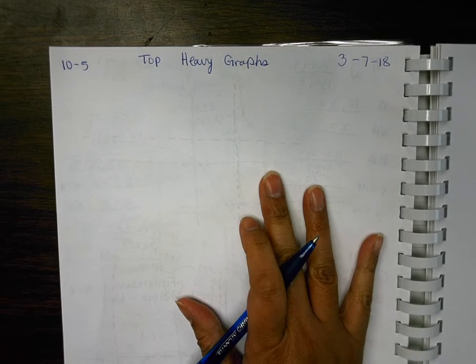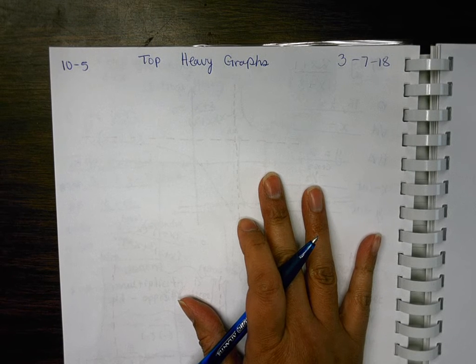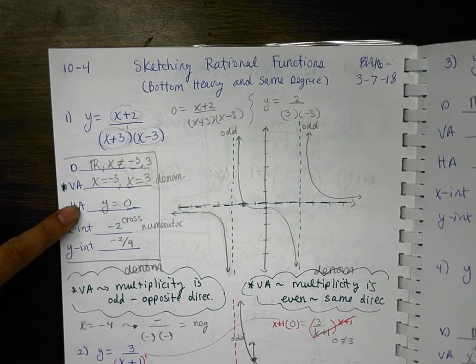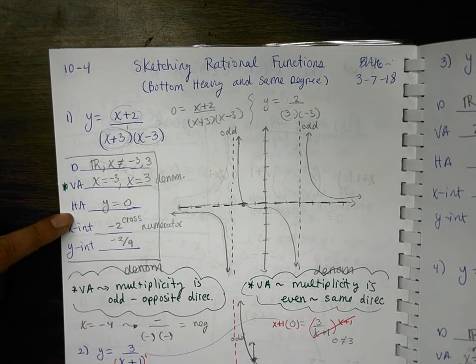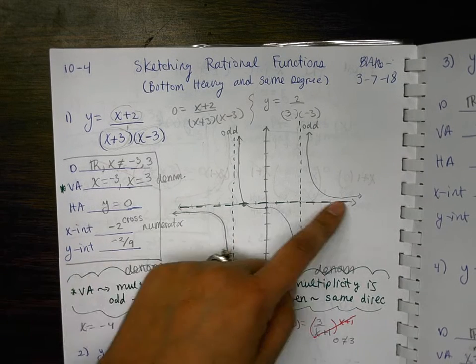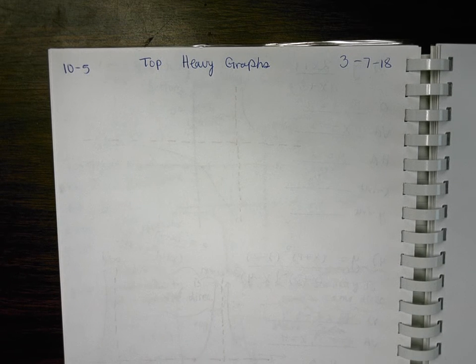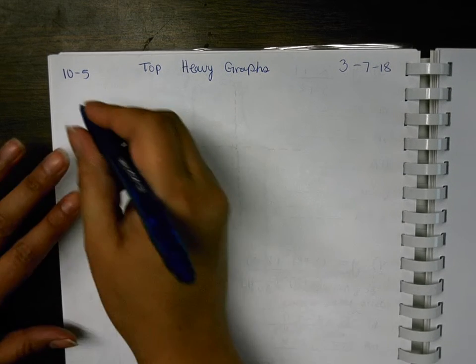Okay, top-heavy graphs. Top-heavy graphs are nice as well because you don't have to do the test values. Just a quick reminder, when's the only time you have to do the test values? When your horizontal is y equals 0, when it's right on the x-axis. If it's not, then you can use your intercepts to know whether you're top half or bottom half. Okay.